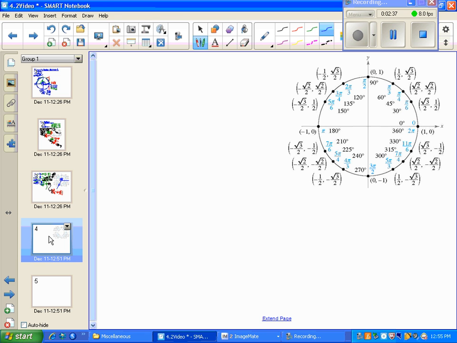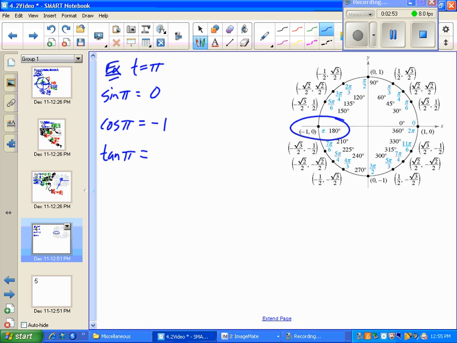Make sure that you got a couple of these here. Let's go with t being pi. What's the sine at pi? You're looking right here. Your sine is your y value. What's your cosine at pi? Your x value. What's the tangent at pi? Sine over cosine, so 0.